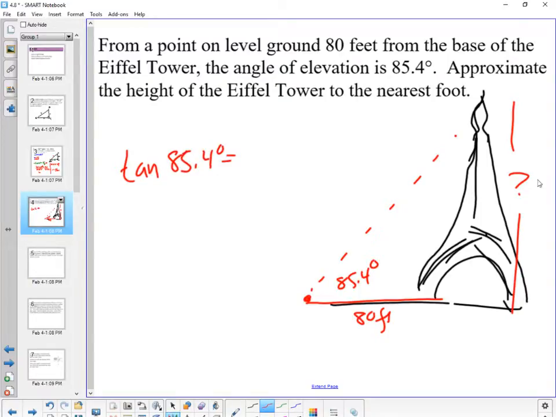So you got the tan, so you did 80 times the tan of 85.4. Alright, what'd you get? How tall is the tower? Not the one on your keychain, dear. I got 64.3.